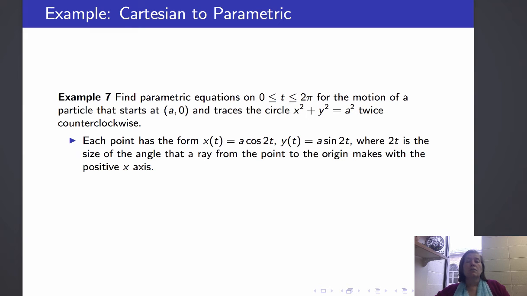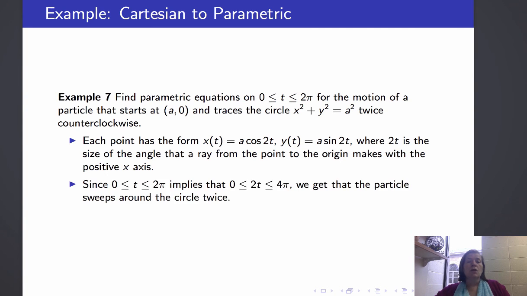But if I describe the angle as 2t, then as t ranges from 0 to 2 pi, the particle will move around this circle twice in a counterclockwise direction. So the parametric equations x of t equals a times cosine 2t, y of t equals a times sine 2t give me the path of a particle which moves around a circle of radius a in a counterclockwise direction, tracing out the path twice.